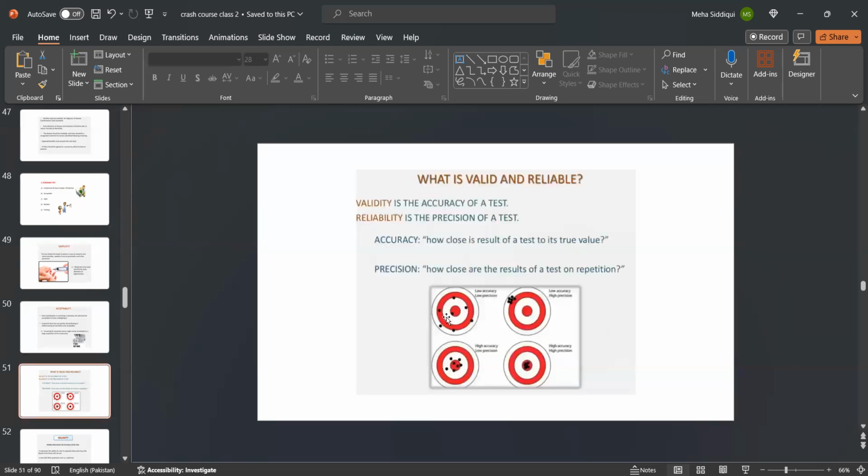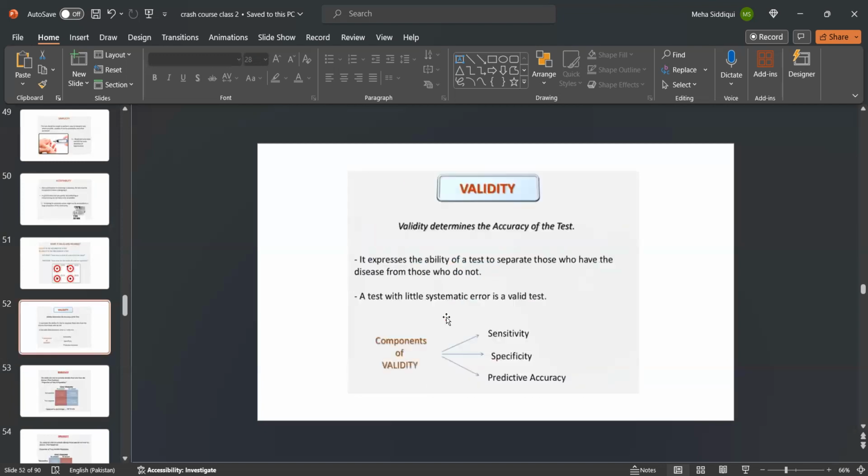Then comes validity and reliability. Validity means the accuracy of a test, or the ability of a test to distinguish between those who are diseased and those who do not have disease. And reliability is the precision of a test, or we can say the repeatability of the test. If we perform the same test repeatedly, then the replication of findings comes in the reliability.